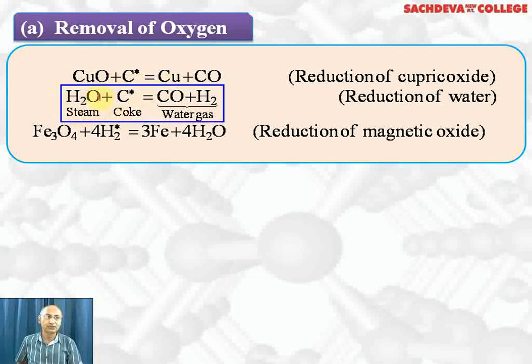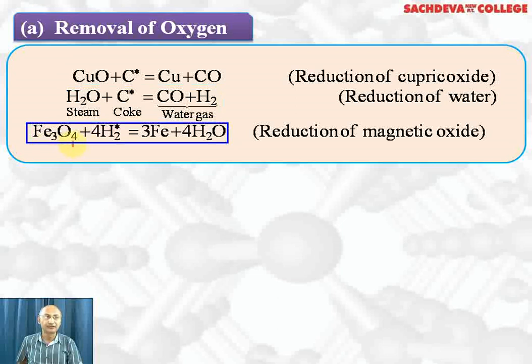Here we are reacting coke with steam. We are getting carbon monoxide plus hydrogen. This mixture is called water gas, in the ratio of 1:1. Now here from steam we have removed oxygen and got hydrogen. Therefore it is reduction of water.